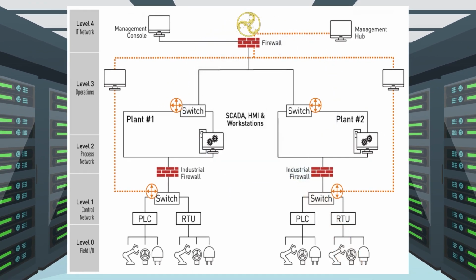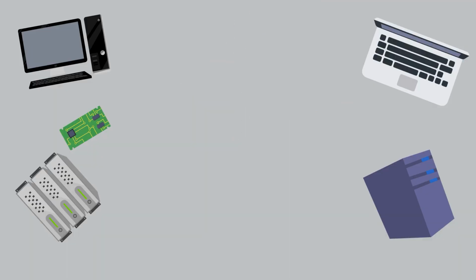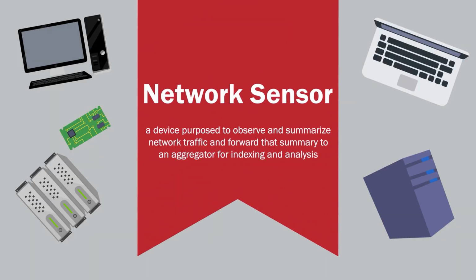it observes. While Malcolm itself can capture network traffic in a standalone deployment, other scenarios may require multiple capture points at different locations in the network, or it may be desirable to spread the processing workload for network traffic capture across more devices. A network sensor is a device purposed to observe and summarize network traffic and forward that summary to an aggregator for indexing and analysis.